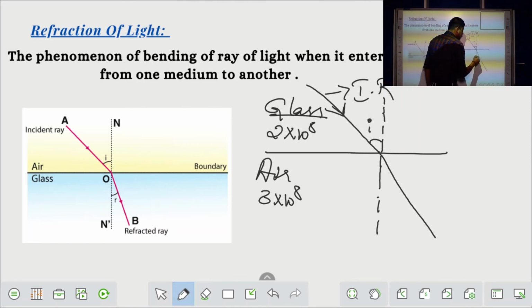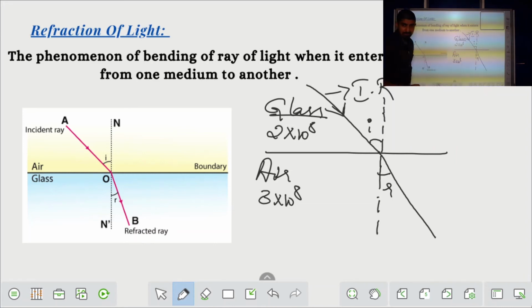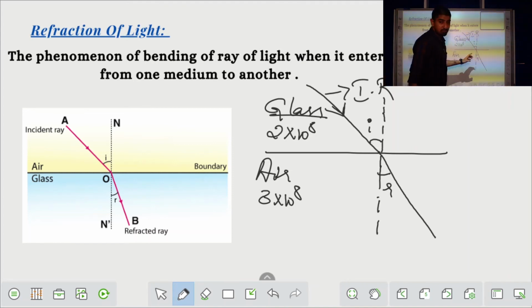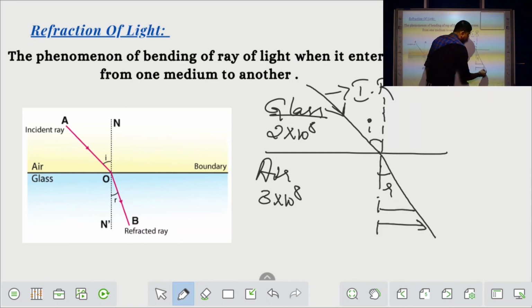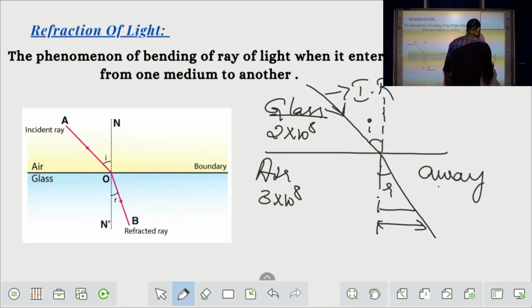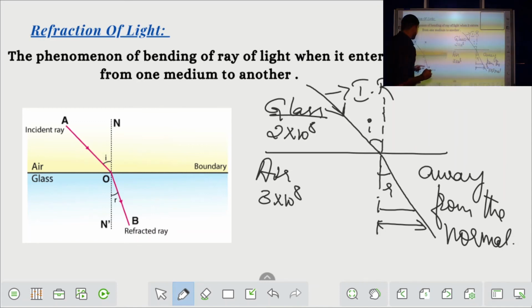This is the angle of incidence. This is the angle of reflection. Correct? The glass is having 2 into 10 to the power 8. Now, when it is going out of the glass, when it is going to air, the speed of light is more. So when the speed of light is more in the second medium, the refraction is going away from the normal, but here it is towards the normal.